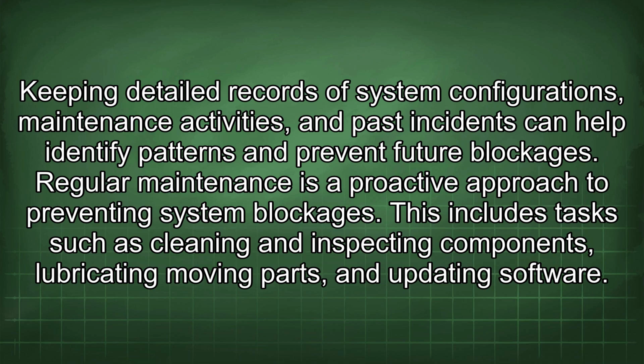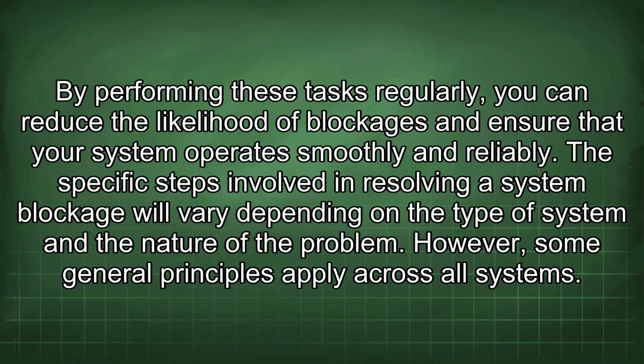Regular maintenance is a proactive approach to preventing system blockages. This includes tasks such as cleaning and inspecting components, lubricating moving parts, and updating software. By performing these tasks regularly, you can reduce the likelihood of blockages and ensure that your system operates smoothly and reliably. The specific steps involved in resolving a system blockage will vary depending on the type of system and the nature of the problem. However, some general principles apply across all systems.